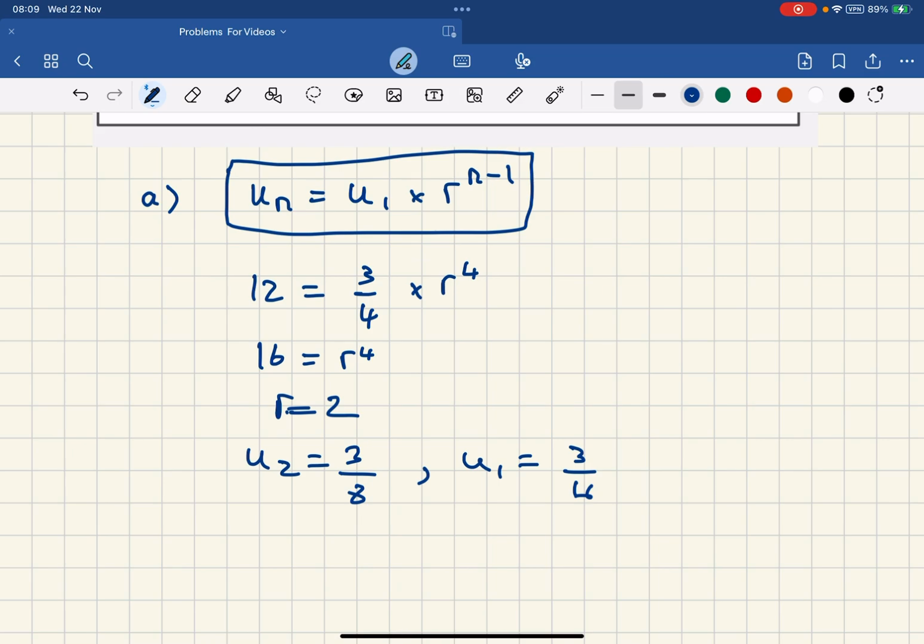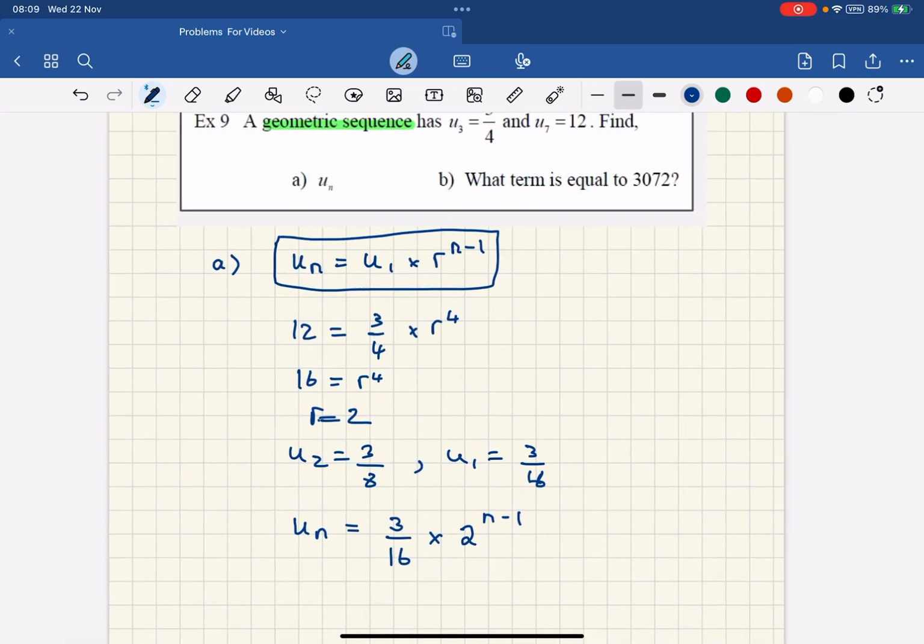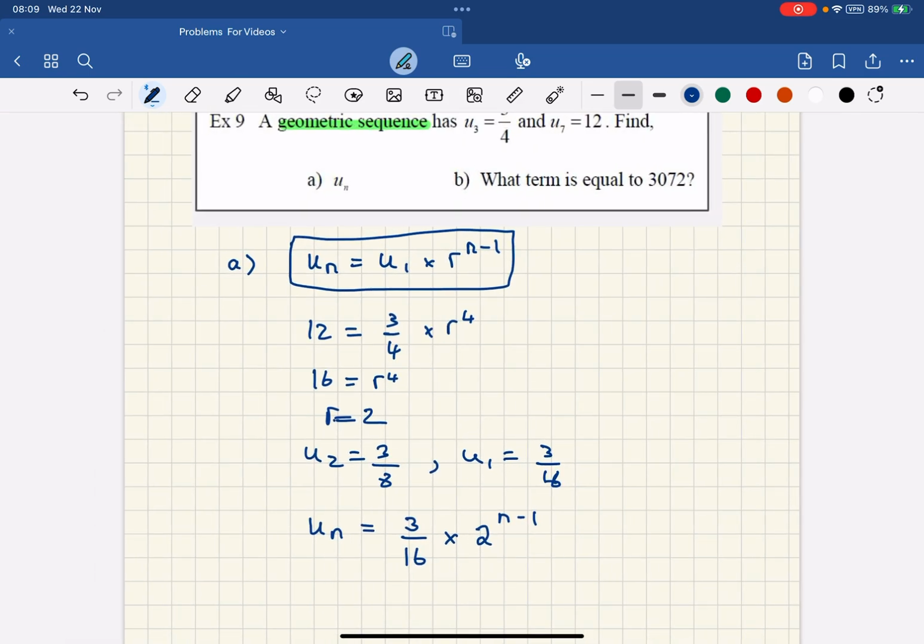So now I'm ready to write out this u to the power of n term, which is going to give me the first term, 3/16, times r, which is 2, to the power of n minus 1. That's my general term. Now for b, what term is equal to 3072?